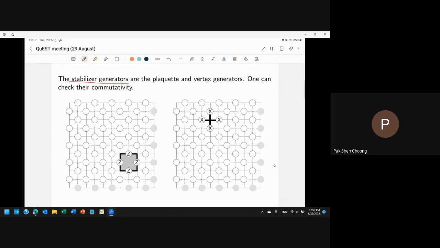Okay. So there are two stabilizer generators. The first one is the plaquette generators. Over here it is all Z. So these will be the generators. The other one will be the vertex generators. This will be all X. So these are the two generators that we need to take note of.